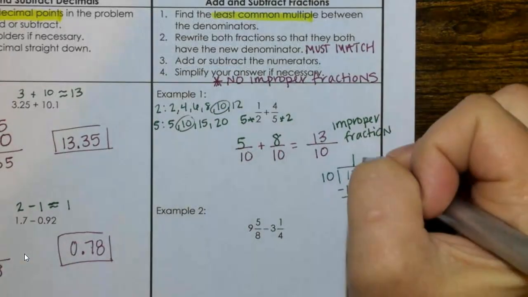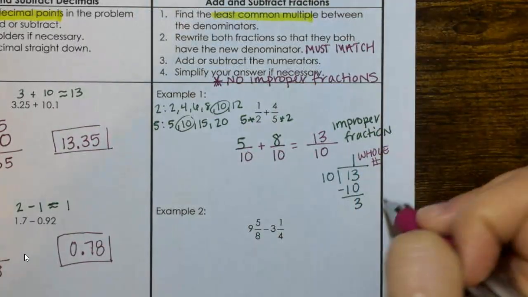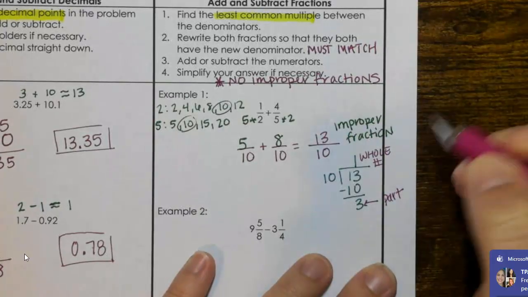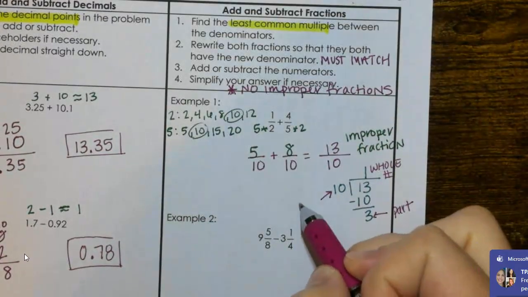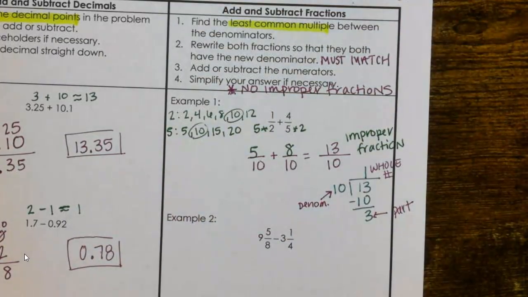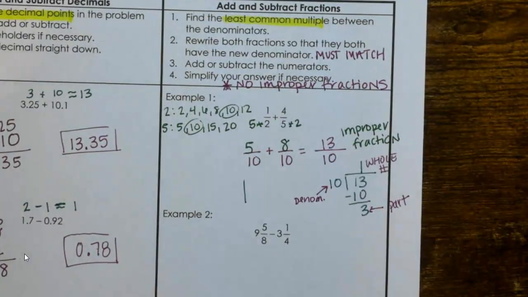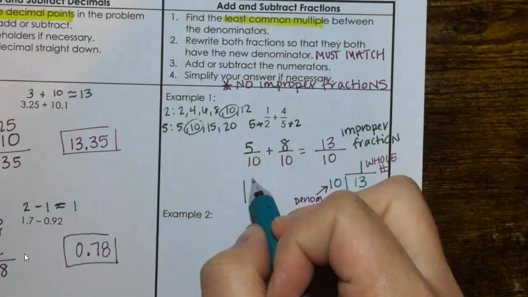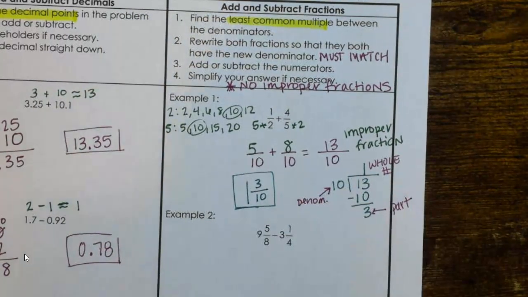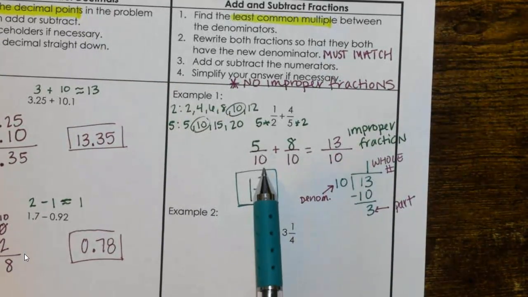So this up here is my whole number. This down here is my part or my remainder. And then my denominator always stays the same. So how do I write my final answer? I have a whole number of 1, a part, meaning I had 3 leftover pieces out of 10 total pieces. So my final answer is 1 3/10.